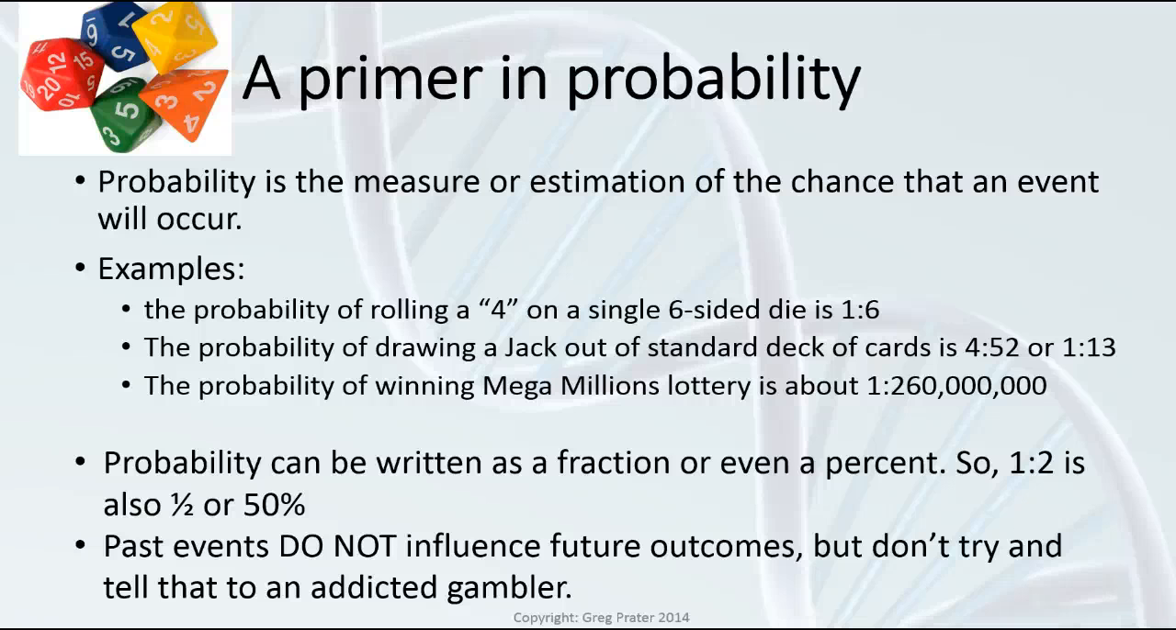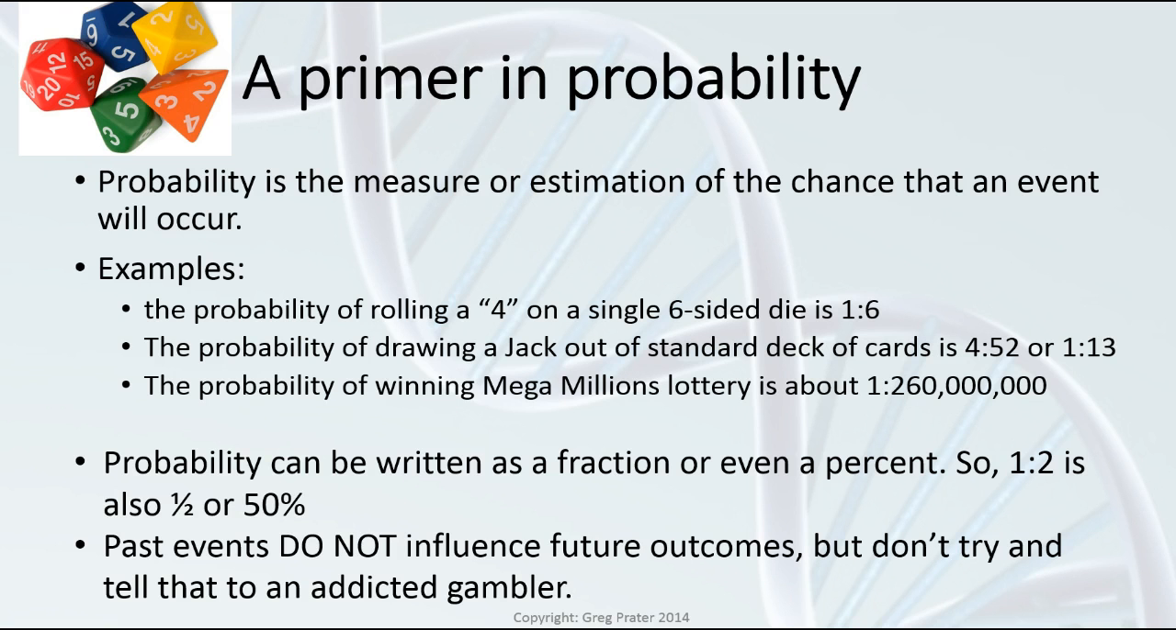If I had a normal six-sided die, I wanted to roll a 4, the probability of that is 1 in 6 because there's only one 4 on that six-sided die. The probability of drawing a jack out of a standard deck of cards: there's 4 jacks. The deck of cards has 52 cards. That's a ratio of 4 to 52. That will reduce down to 1 to 13. That's the same as saying 1 over 13 in math. The probability of winning the Mega Millions lottery is about 1 in 260 million. So those are what we call high odds.